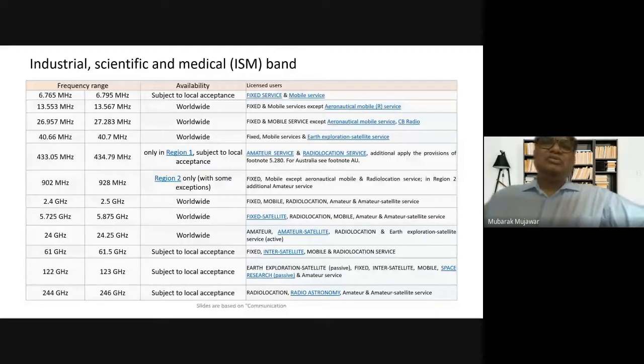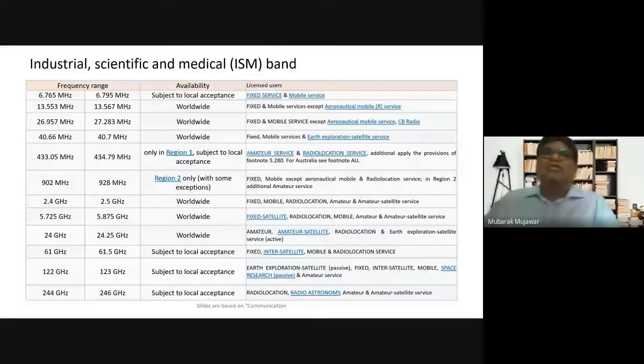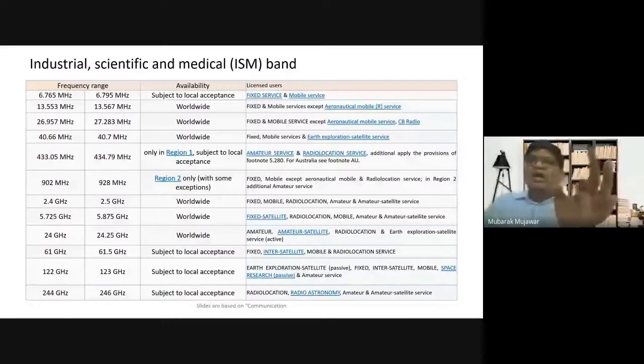For example, there are certain frequency ranges which are used worldwide. And then there are certain frequency ranges which are used only in region 1, which is the US, or in region 2, which is Europe, and in region 3, which is India and China. So we have availability of these frequency ranges, and license users are defined for each particular frequency range. For example, if I have 2.4 gigahertz, it is used only for fixed, mobile, radio location, amateur and amateur satellite devices. So it is used only for that purpose. If we are using 244 gigahertz to 246 gigahertz, then it is again used for radio location, radio astronomy and amateur satellite services.